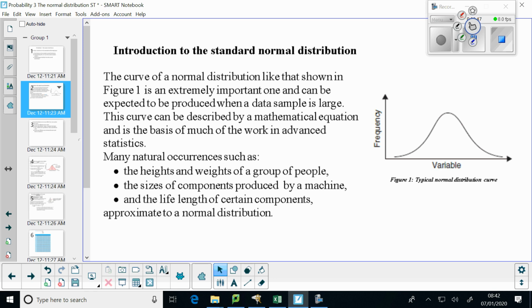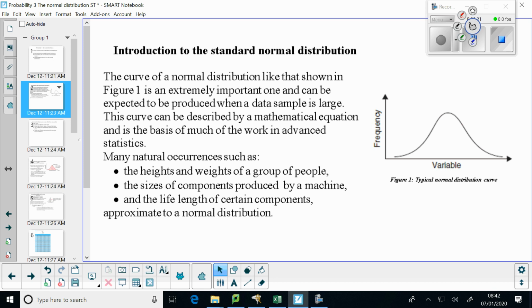The curve of a normal distribution is like that shown in the diagram of figure 1. It's an extremely important one and can be expected to be produced when a data sample is large. So you've got a lot of data in your sample, you'd expect quite often to get what's called the normal distribution if you plot that data. This curve can be described by a mathematical equation and is the basis of much of the work in advanced statistics.